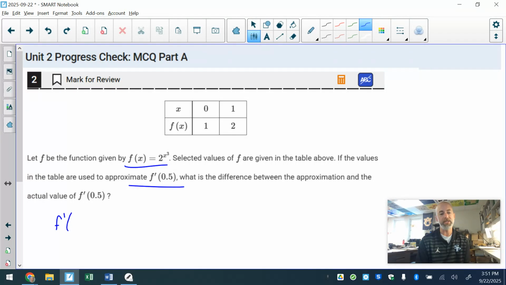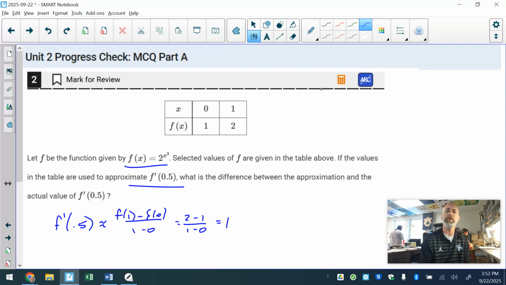And so the approximation, f prime of 0.5, is going to be the average rate of change from 1 to 0. So that'd be f of 1 minus f of 0 over 1 minus 0, which ends up being 2 minus 1 over 1 minus 0, and that ends up being 1. So the approximation value is 1. But then the question is, what is the difference between the approximation and the actual value?